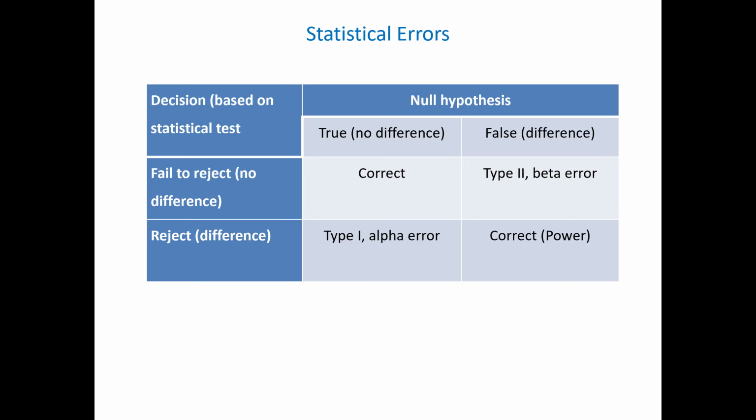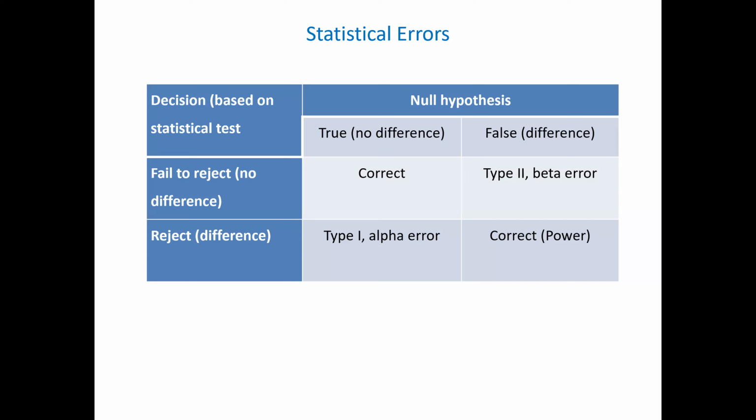Now, you may find out that there's no difference, or you may find out that there's a difference. If you find out that there's a difference, what will you do? You reject the null hypothesis that says there's no difference. But if you find out that there's no difference, you fail to reject it.